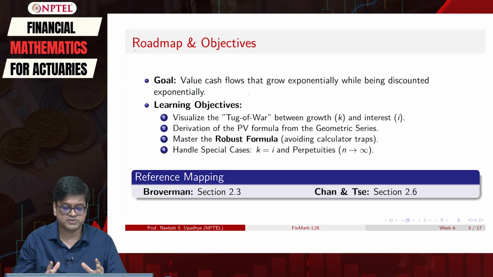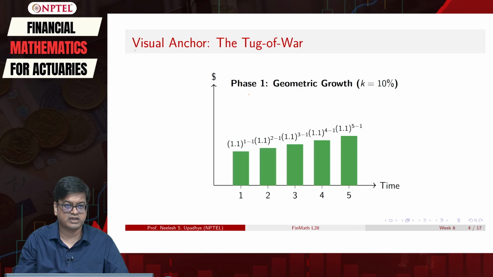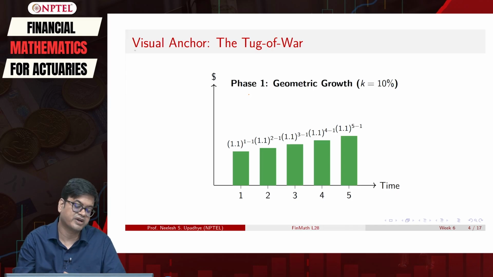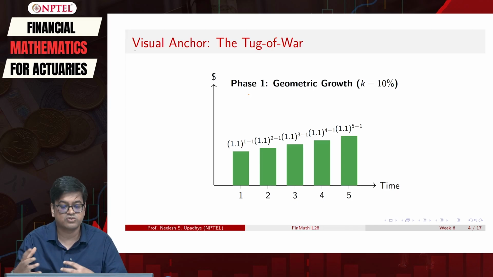So, let us visualize first. Let us come to our first agenda, where we are trying to visualize the tug of war between the growth and interest. Here is the first visual anchor, where our money with this geometric growth is growing at the rate of 10%. So, every time you are having a 10% increase in the capital. In the first period it will remain 1, in the second period it will grow by 10%, in the third period that grown amount will grow by 10%, and so on, and so we have that compounding effect in play where this geometric growth is happening.